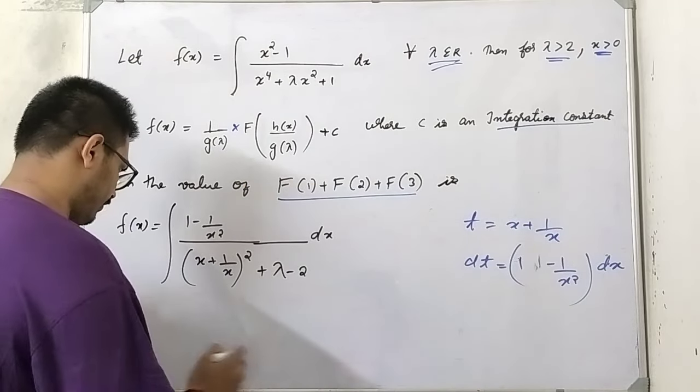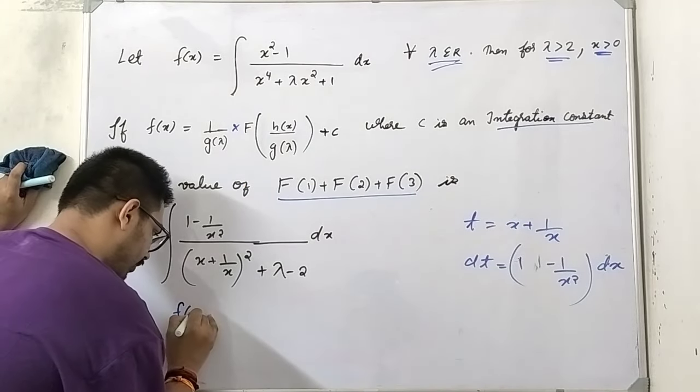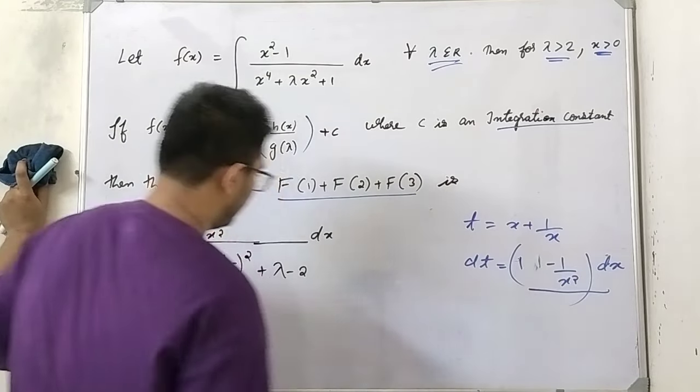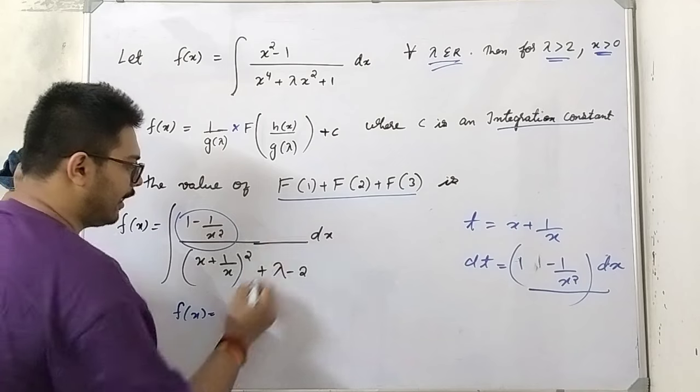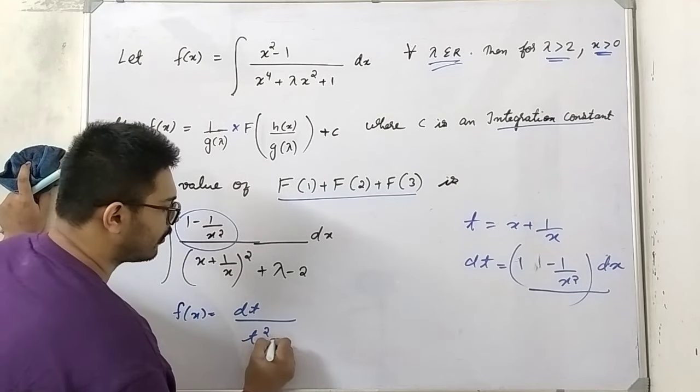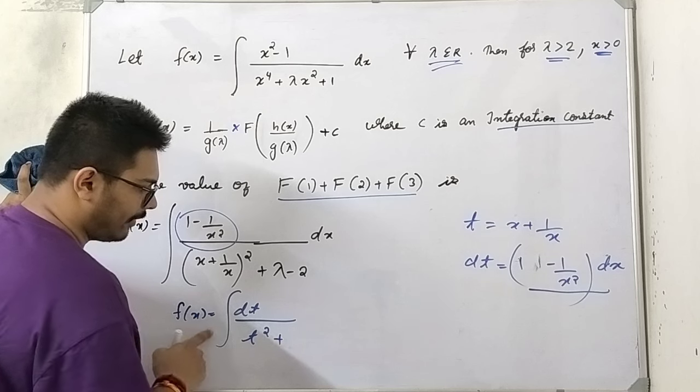Now we can substitute. f of x equals 1 minus 1 by x square dx, which equals dt, divided by t square plus lambda minus 2, and we have the integral.